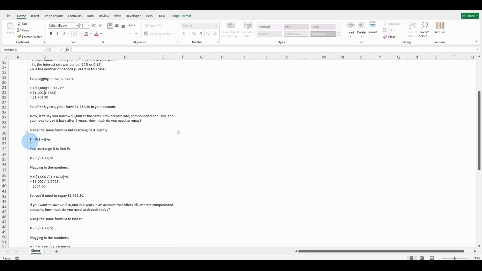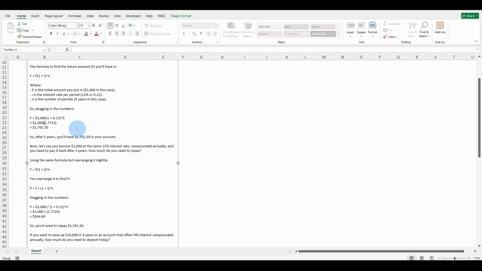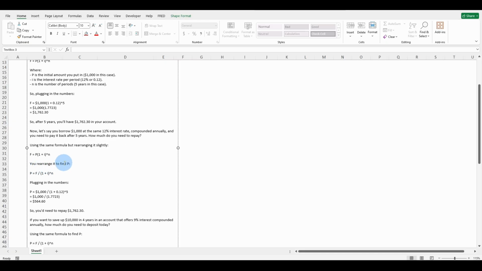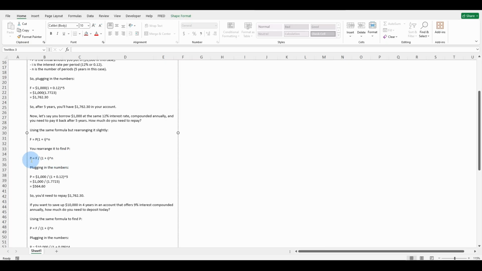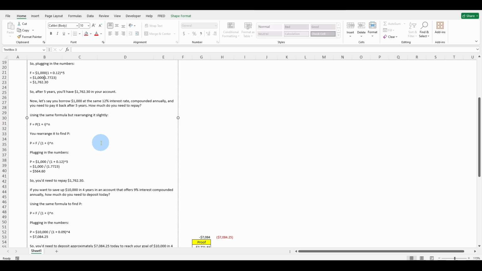So now we're going to look at this: F equals P times (1 plus i) to the n. So you rearrange it to find P. We're going to look at the present value. So there's a forward looking and then there's a backward looking. I don't know if that's the right terminology, but you kind of get the gist here. Using the same formula, but rearranging it slightly, to find P.